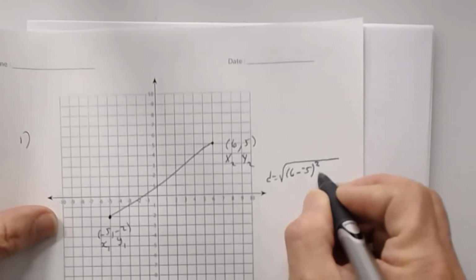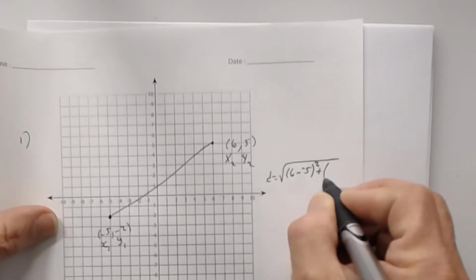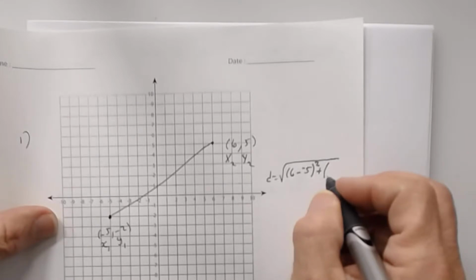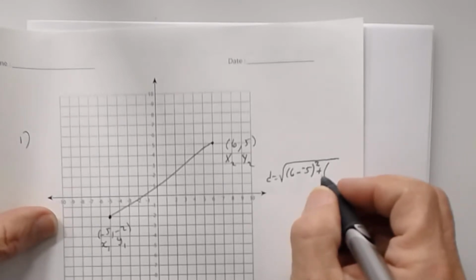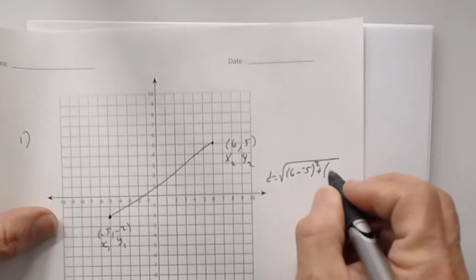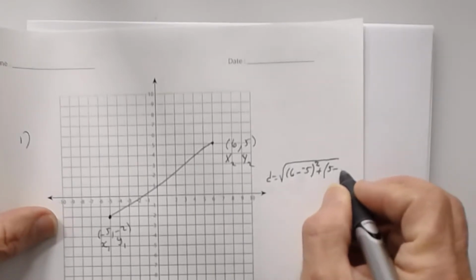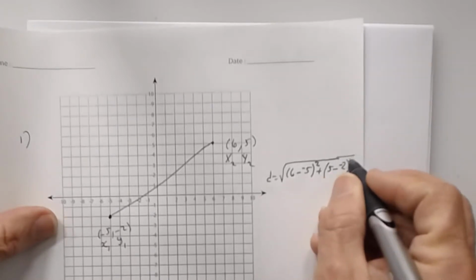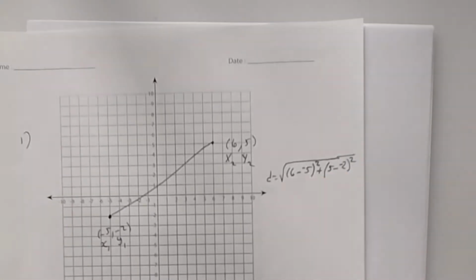Square it. Plus, parentheses. So I've taken care of the x's, now I have to do the y's. The y coordinates. I have to subtract the y coordinates from each other. Y sub 2. What's y sub 2? 5. Subtract y sub 1, which is negative 2. Whatever that is, I'm going to do what? Square it. All right, so there's my plug. Now let's chug.